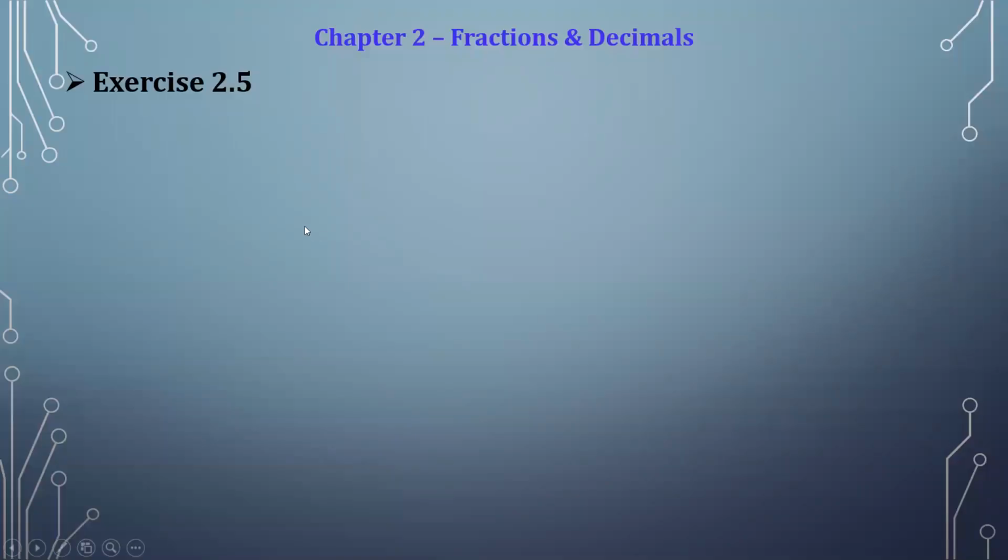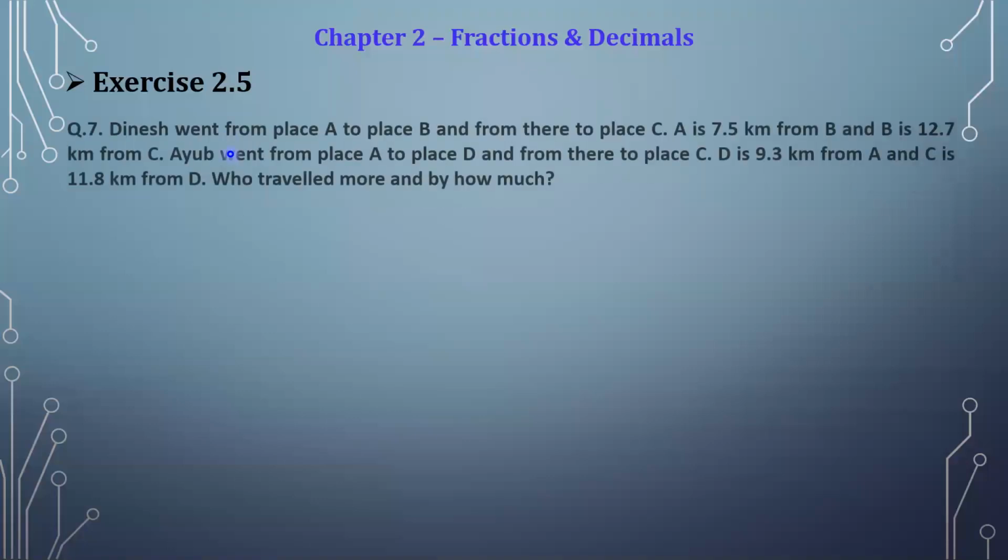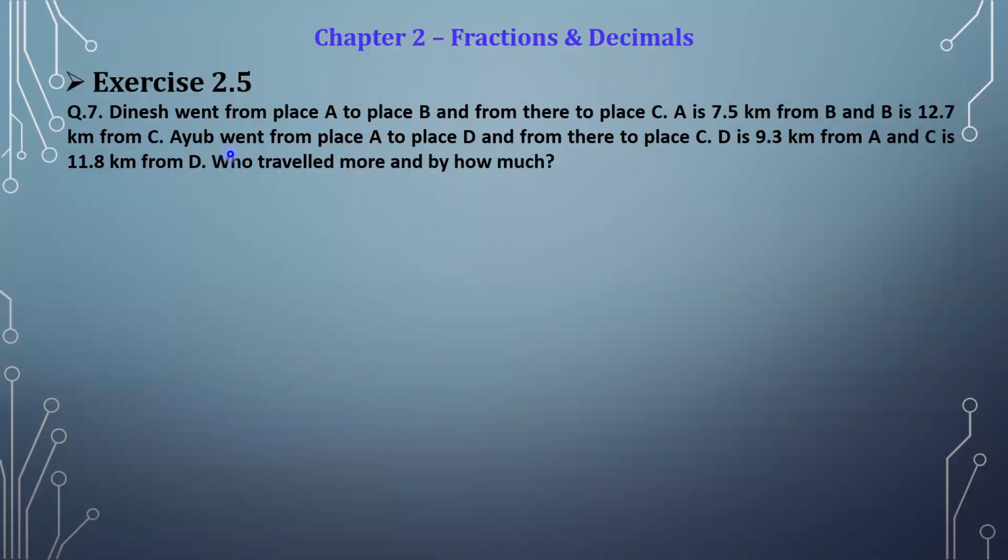Today, we are going to consider the remaining examples of exercise 2.5. From this exercise, up to question number 6 we have considered in the previous lectures. Now the remaining three examples are referred to as word examples. That means some statements are given, and from those statements we have to find the final answer, and for that purpose we have to read the conditions properly. Then only can we solve the word examples.